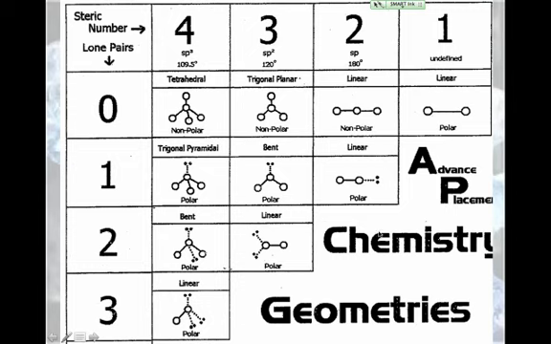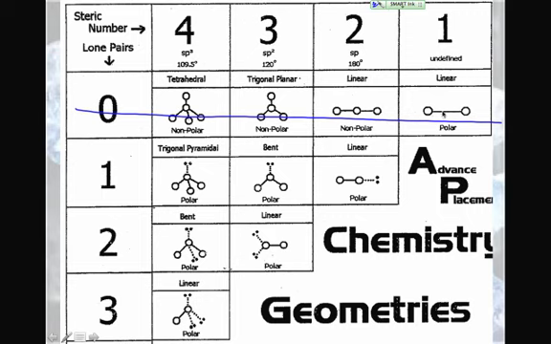We use this chart to help us predict the shapes, because if you have only bonding pairs of electrons and no lone pairs of electrons, then it's pretty straightforward. That would be this row along here. So you have the linear shapes, the trigonal-planar shapes, and then the tetrahedral shapes.